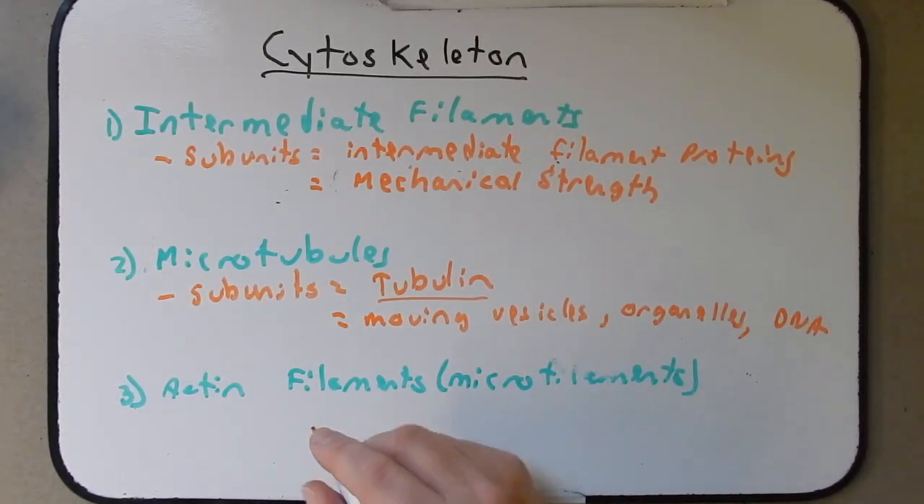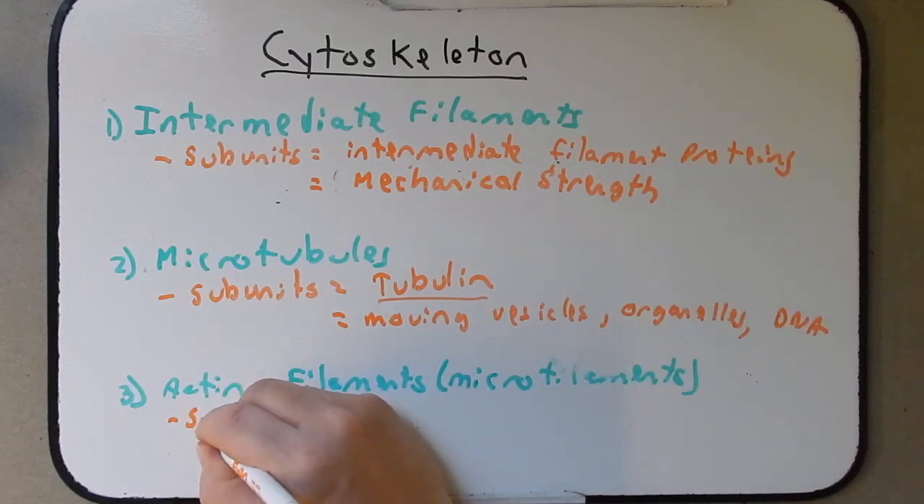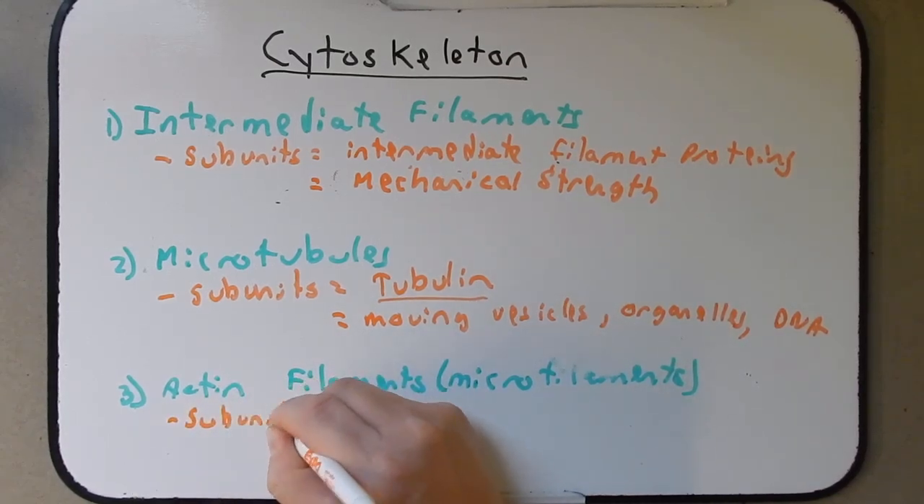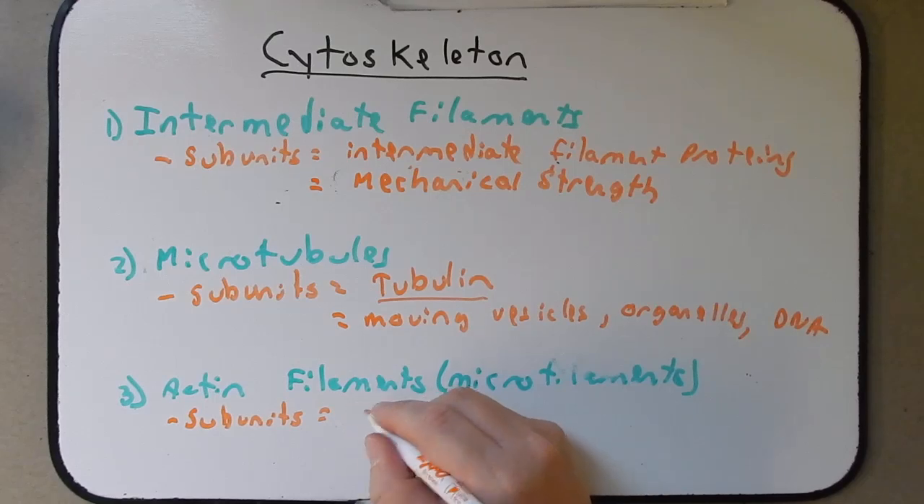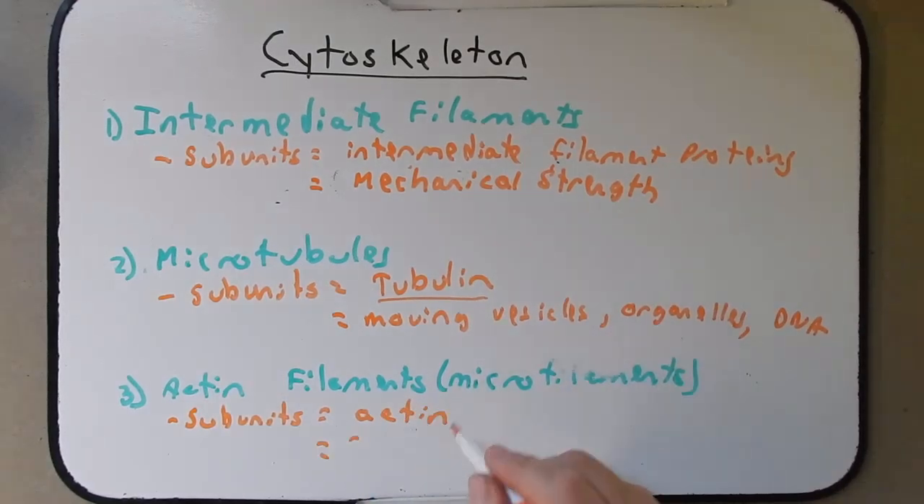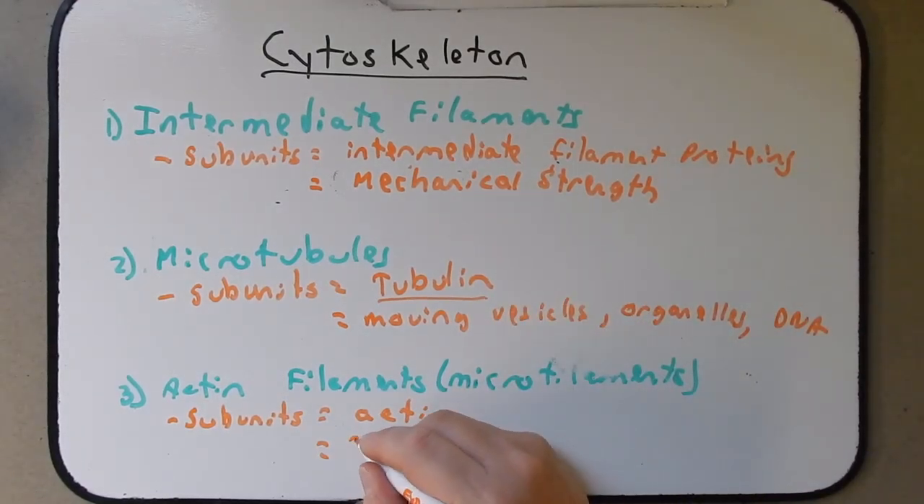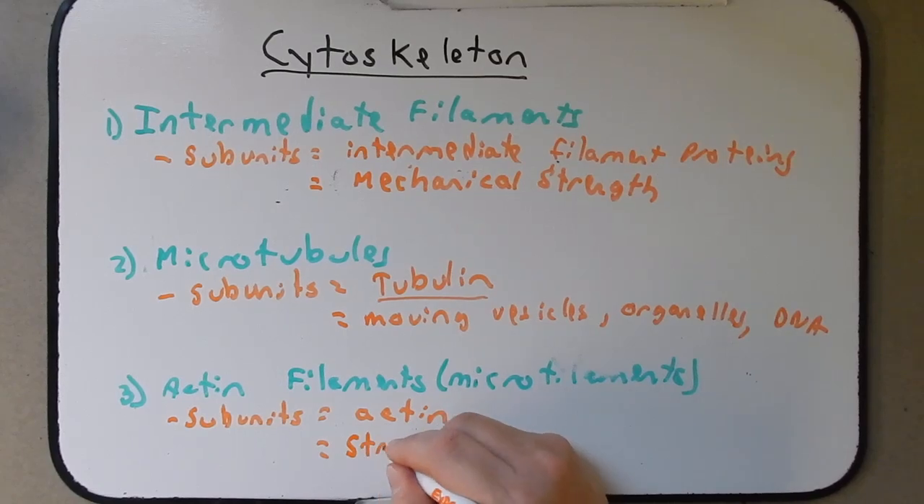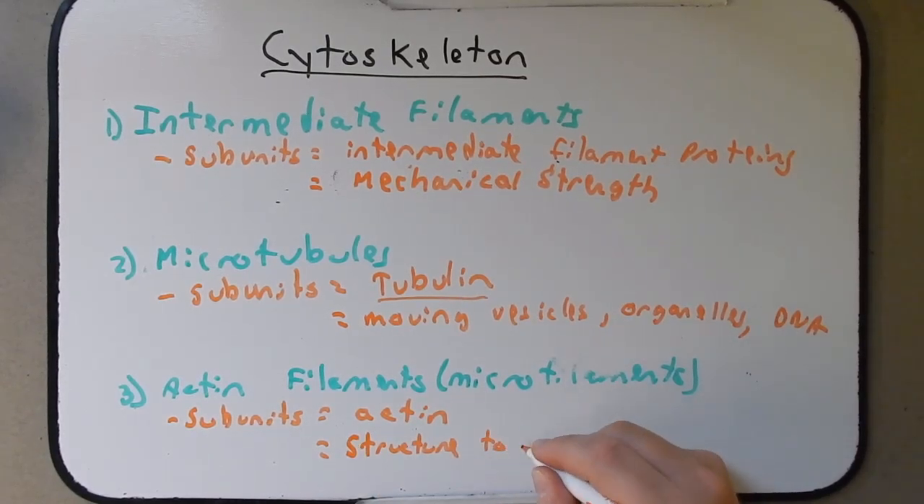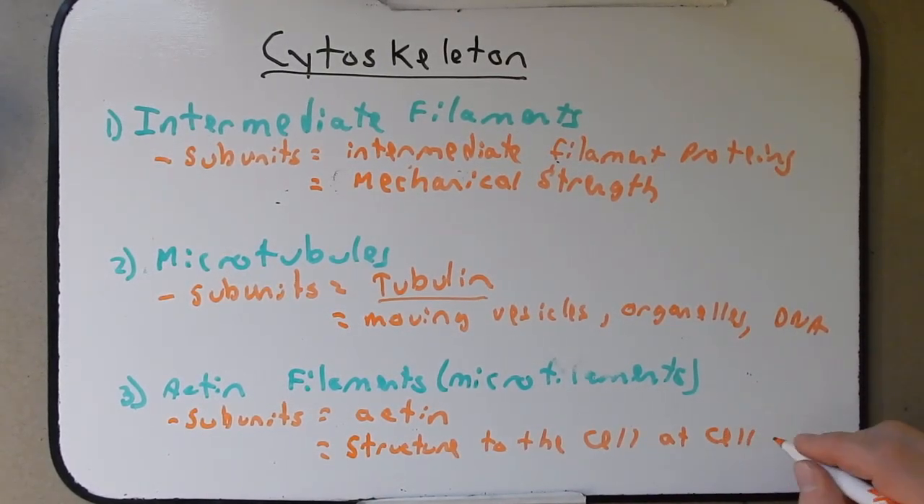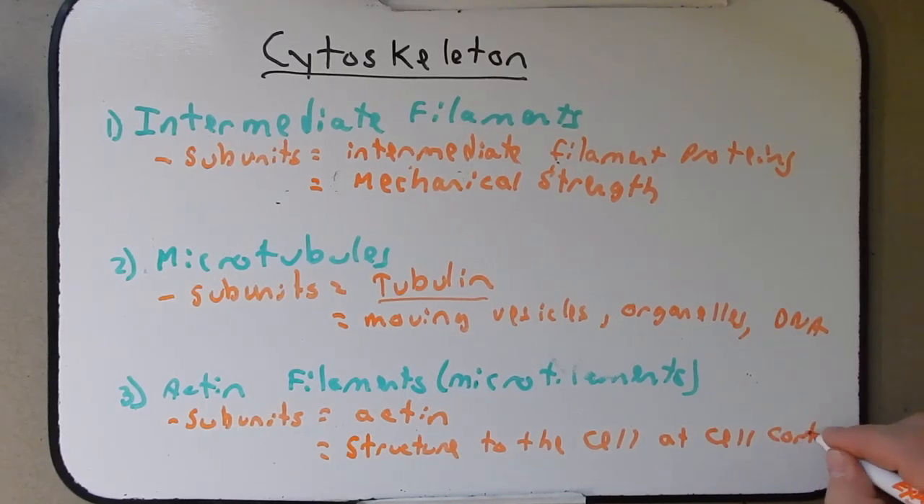Actin filaments or microfilaments, their functional subunits are the protein called, this should be easy to remember, actin. Like the other two, they have many functions, but for now let's just think of them as providing structure to the cell at the cell cortex. So that's the part of the cell right below the plasma membrane, and we'll see these actin bundles near the cell cortex providing that cellular structure.